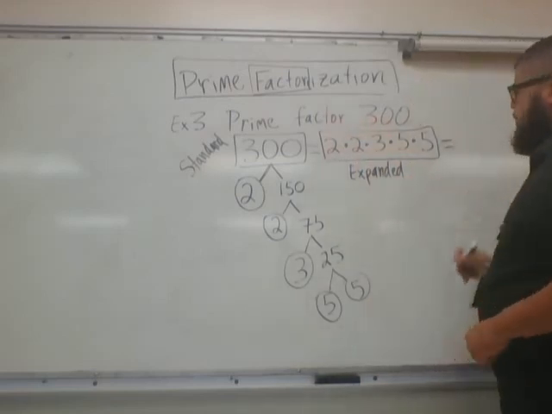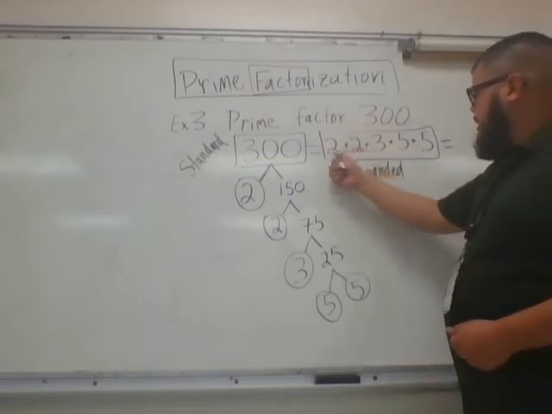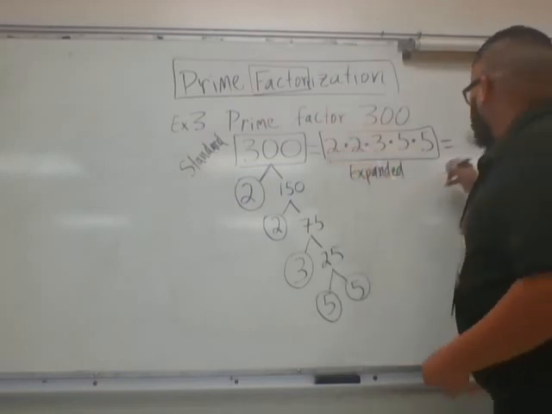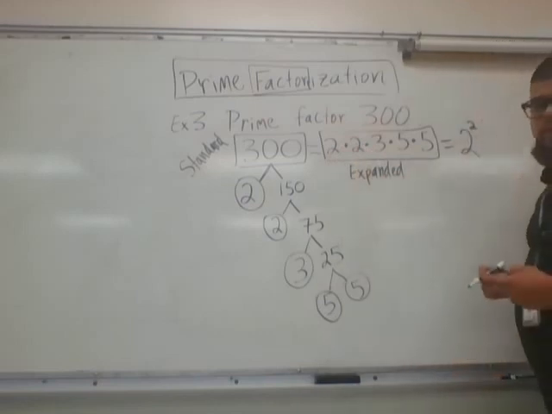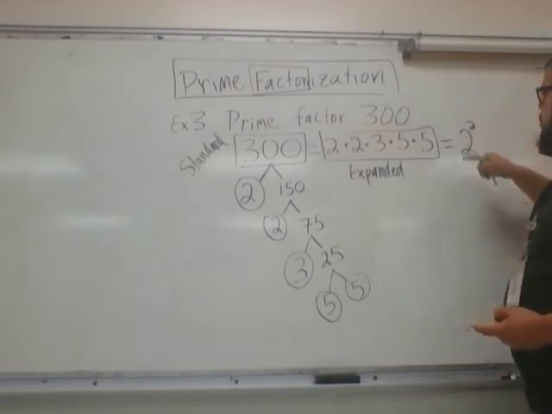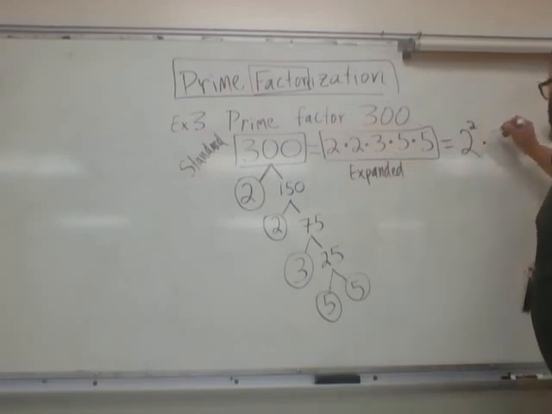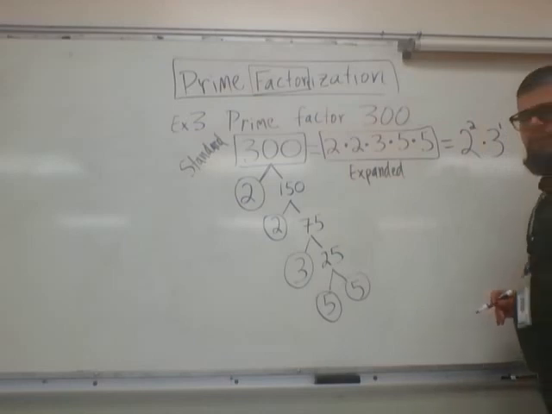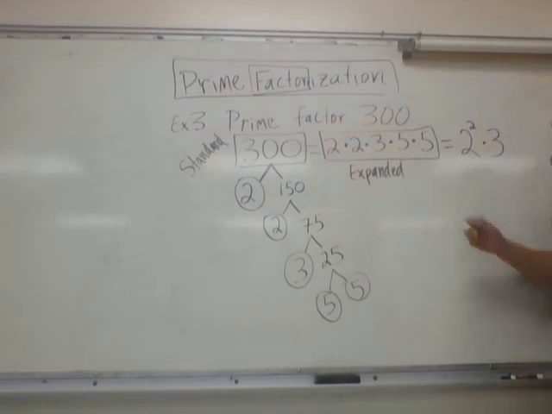Now we need our exponent form. So, how many 2's do we have? We have 2 2's, right? So we know our base is going to be 2. Our exponent is also going to be 2 because we know that there are 2 2's. How many 3's are there? Well, there's just one 3, right? So we're going to multiply by 3. You can say to the first power, but really there's no reason to do that. And then how many 5's are there? Well, there's 2 5's. So we have 5 to the second power.